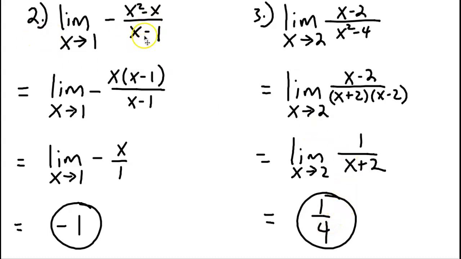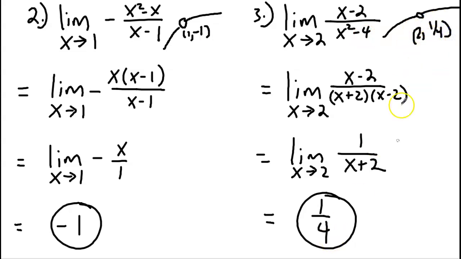So for both of these functions at the top, even though the functions do not exist at x equals 1 for this one and at x equals 2 for this one, the limit does exist. And so both of these functions would basically have a hole at that point. For this one, as x approaches 1, we're approaching a y value of -1. And for this one, as x approaches 2, we're approaching a y value of 1/4. And it's at that open hole dot there.